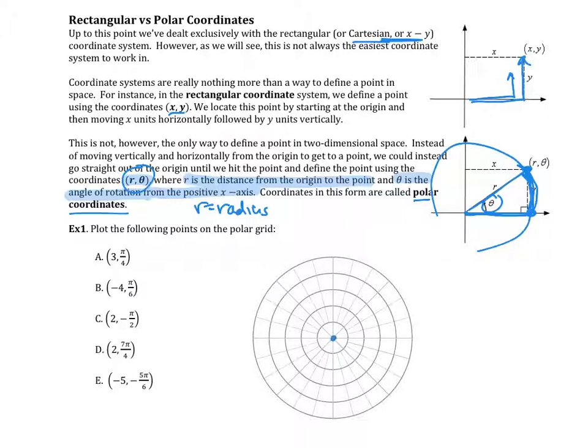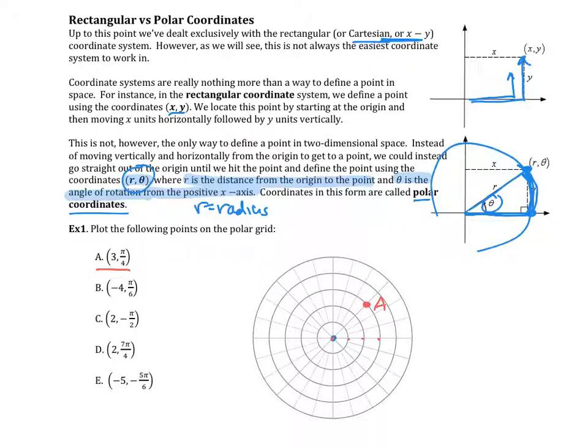So let's practice, because that's what's going to help you kind of learn this new system. We're going to plot each of these and label them A, B, C, D, E on the same grid. So this first one, we have a radius of 3, so we start from this origin, we go right 1, 2, 3, and then we rotate pi over 4. Well, pi over 4 is going to be halfway around, so right here is point A.